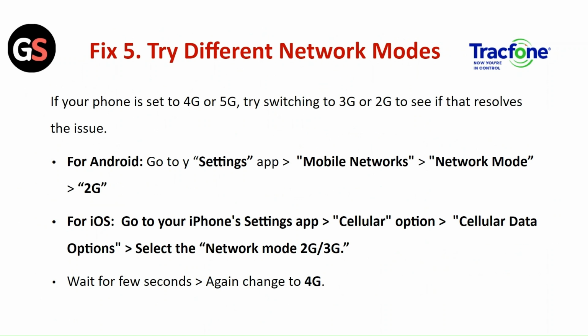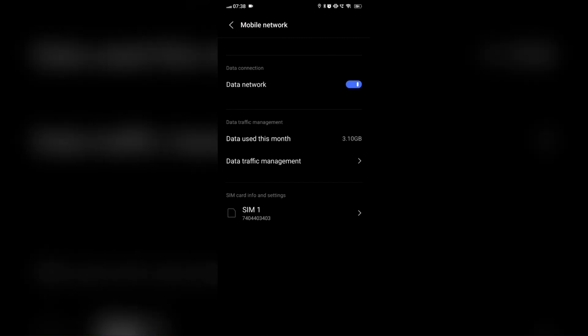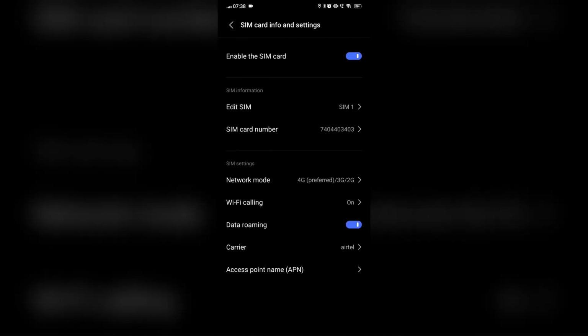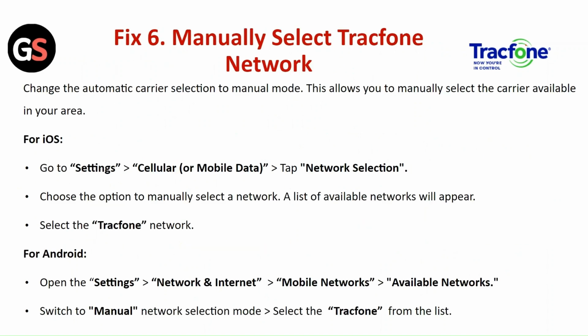Fix 5. Try different network modes. If your phone is set to 4G or 5G, try switching to 2G or 3G to see if that resolves the issue. For Android, go to the Settings app, click on the mobile network and select network mode. Then 2G. For iOS, go to the iPhone settings, then cellular option, click on the cellular data option and select the network mode 2G/3G. Wait for a few seconds and change back to 4G.